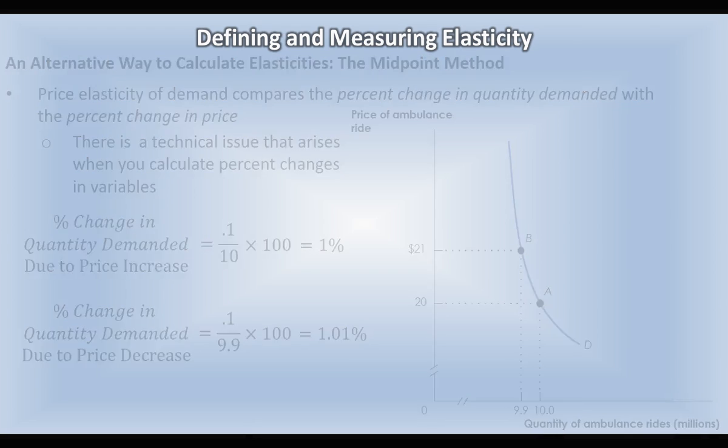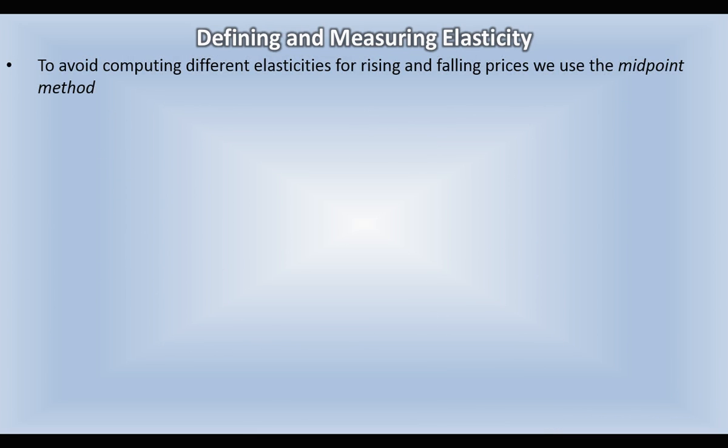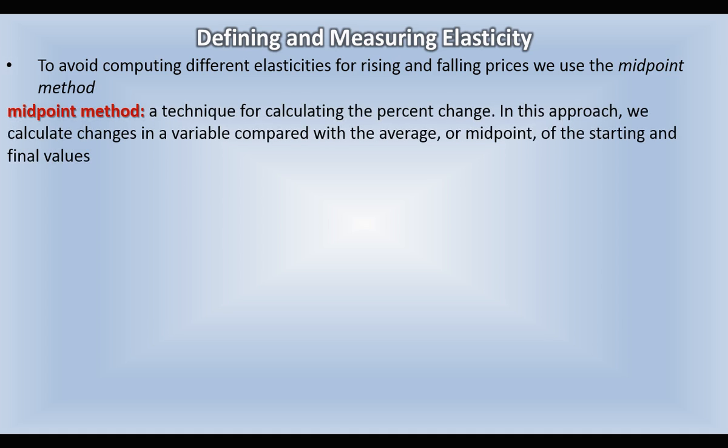9.9. So to avoid the complication of having to figure out where we are starting from, one point? Are we ending at a point? Like what's going to be the denominator in these calculations? We use what's called the midpoint method, which is basically to take an average of the starting and the ending point for that denominator. So the midpoint method is a technique for calculating the percent change.